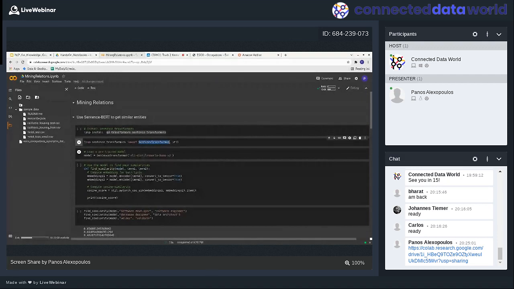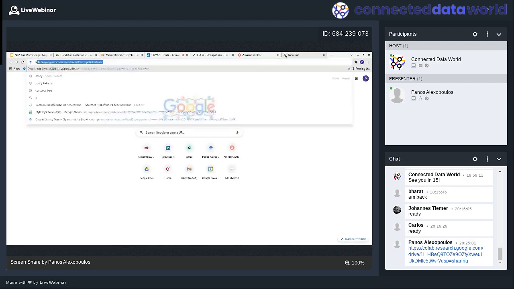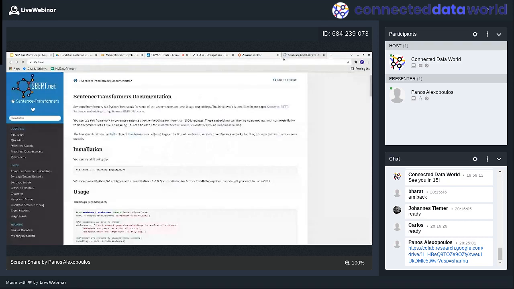There are several ones. To be honest, I don't know which one is better or worse. On the website of the library, which by the way I can show, it's this one, it's called sbert.net, you can visit it and have a closer look. They mention some differences between the pre-trained models.